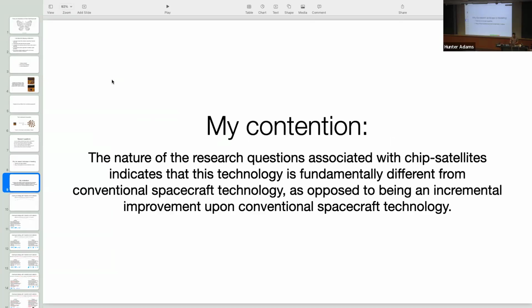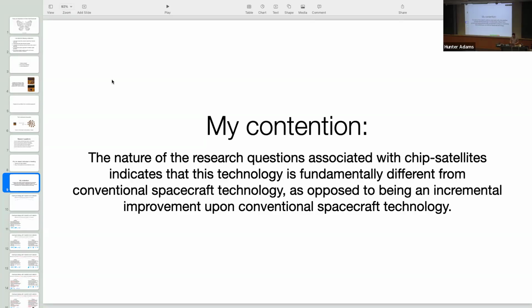And so my contention is that this is a clue, that the nature of these research questions indicates that these chipsats and these swarms of them do not represent some incremental improvement upon existing spacecraft technology, but that instead they should be thought about as a very different kind of tool. As I'll explain, they don't replace conventional satellites. They aren't useful for the same set of applications. But the fact that the open questions about how to use and operate these things are so fundamental suggests that it's kind of a different thing than a conventional satellite.